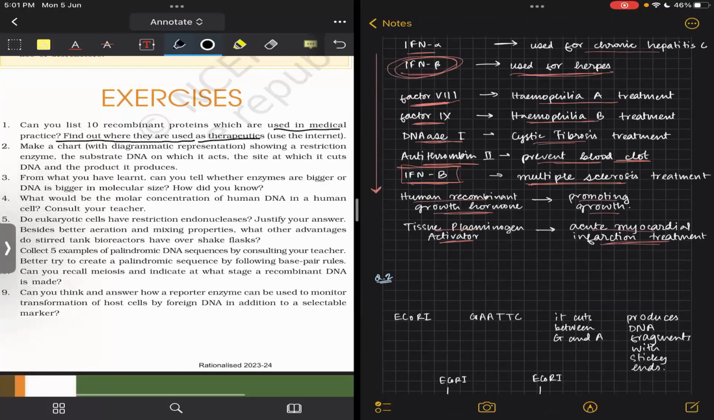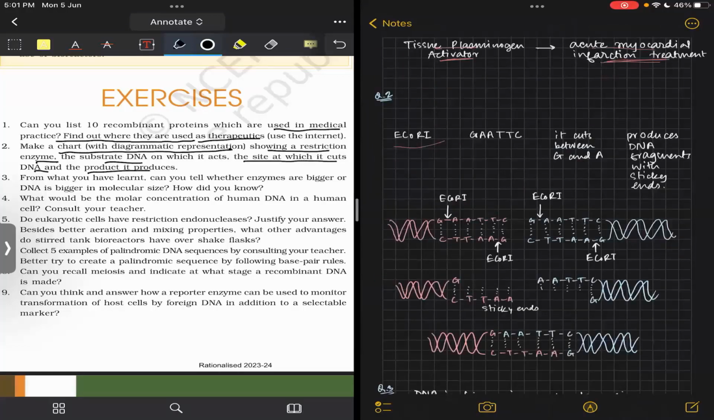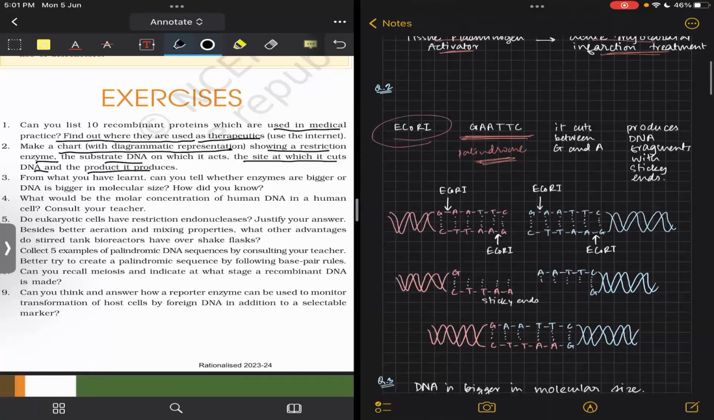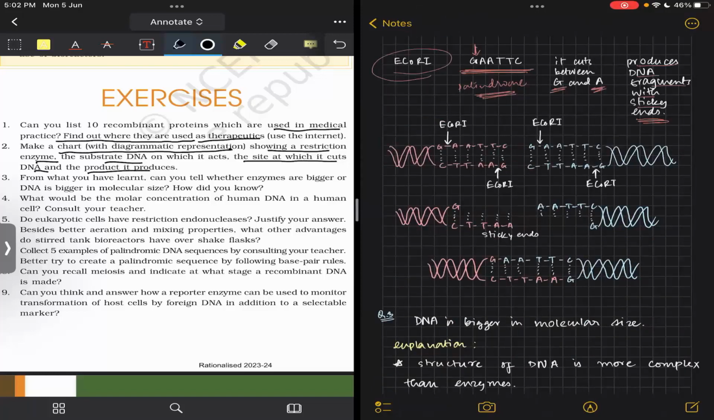Now question number 2, make a chart with diagrammatic representation showing a restriction enzyme, the substrate DNA on which it acts, the site at which it cuts the DNA, and the product it produces. I have taken the example of EcoR1, as it is in our syllabus. It acts on GAATTC. This is a palindromic sequence of DNA. It acts on this sequence, cuts between G and A, and produces DNA fragments with sticky ends. So for better visualization, here's the diagram.